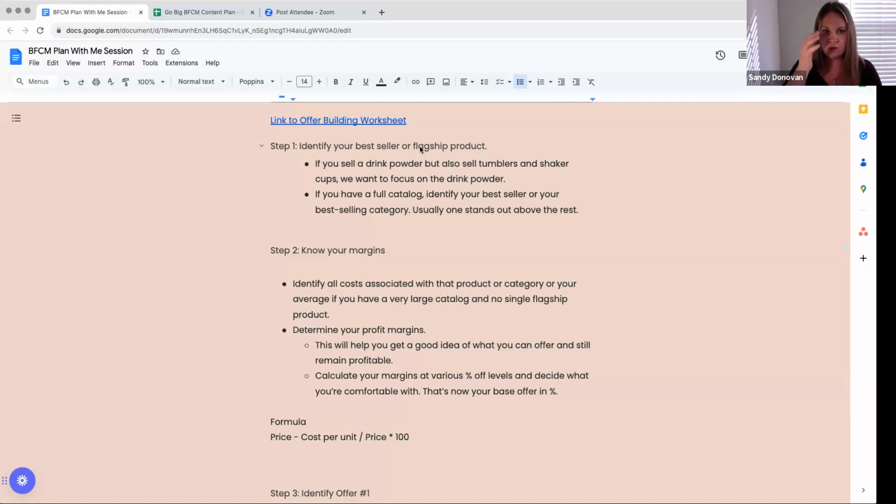So an example here, if you sell a drink powder, maybe you also sell tumblers. Maybe you also sell shakers so they can mix up the drink. We want to focus on your drink powder. That's the bestseller. That's what people come to you for.